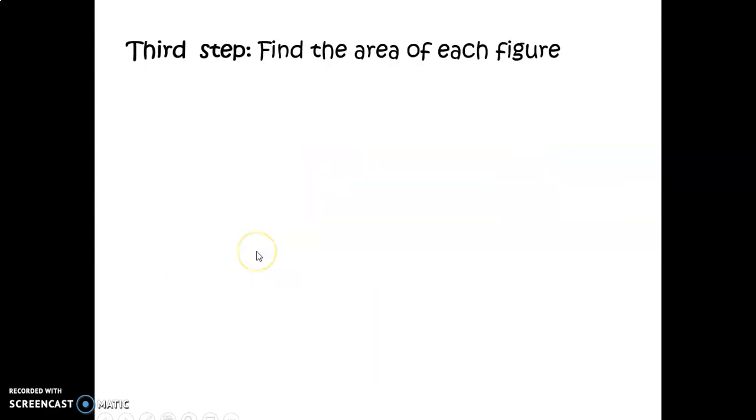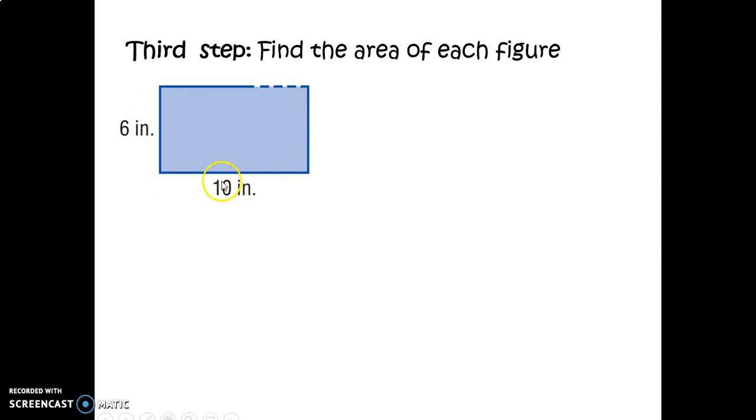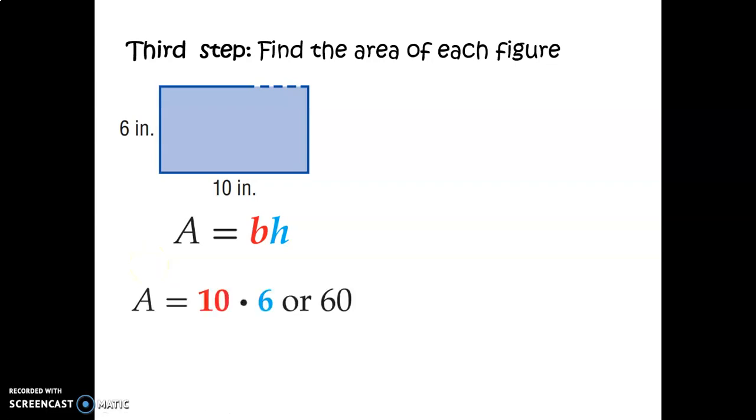So to find the area of each figure, you have to know which is the formula that is going to help you to find that. Remember that the area for a rectangle is defined as base times height, which means that you only have to multiply the base times the height, and that's going to give you the area. So we had to identify our base. In this case, the base is 10 and the height is 6. That's why we write down 10 times 6. And when you make this multiplication, it's going to be 60.